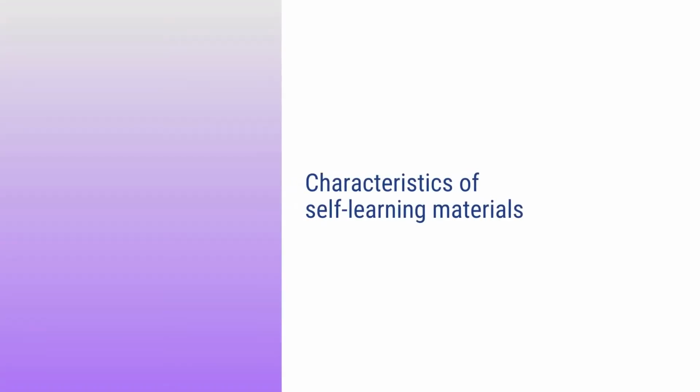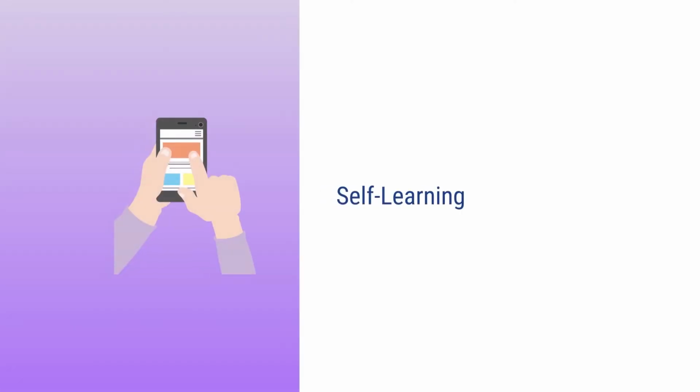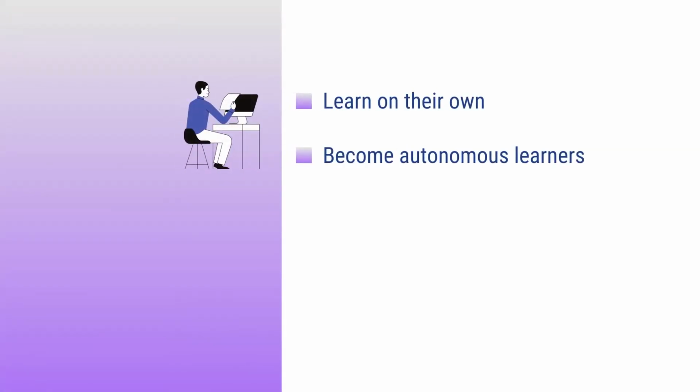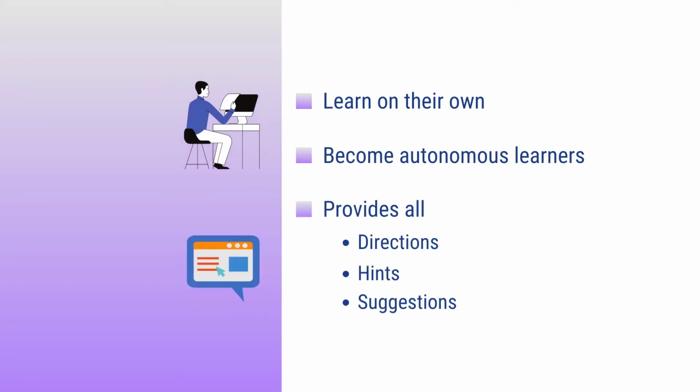Now let us discuss what are the different characteristics which differentiate the self-learning materials from the conventional textbooks. First of all, the self-learning materials, as the term indicates, are self-learning. They help the learners learn on their own, become autonomous learners, because it provides them all directions, all suggestions, all hints from time to time to learn on their own.